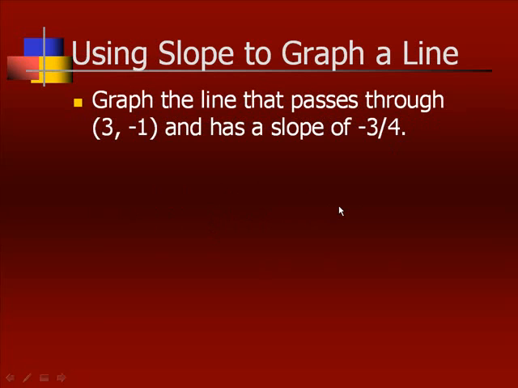Now, let's talk about graphing some more. Remember, we graphed by plugging in ordered pairs. Well, now this is a different way. Graph the line that passes through the point (3, -1) and has a slope of -3/4. So what you're going to do is you're going to start with this point right here. If it passes through the point (3, -1), that means that is a point on the graph. Now, a slope of -3/4.